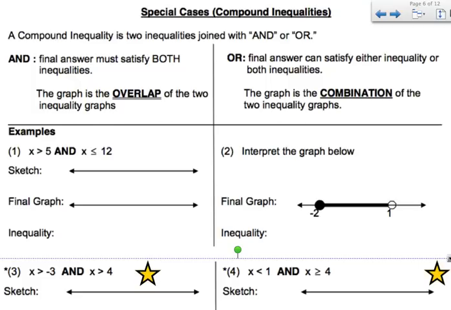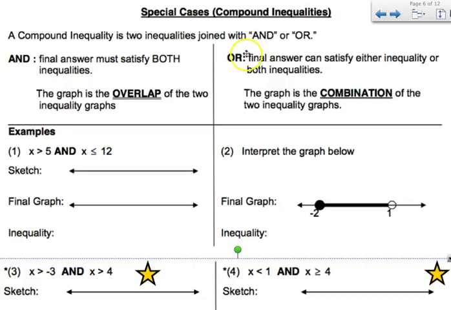Alright, today we're going to talk about special cases of compound inequalities that relate to graphing. So first off, a review. A compound inequality is two inequalities joined with an AND or with an OR. For AND problems, the final answer has to satisfy both of the inequalities, so you're looking for where they overlap. You're looking for where they cross.